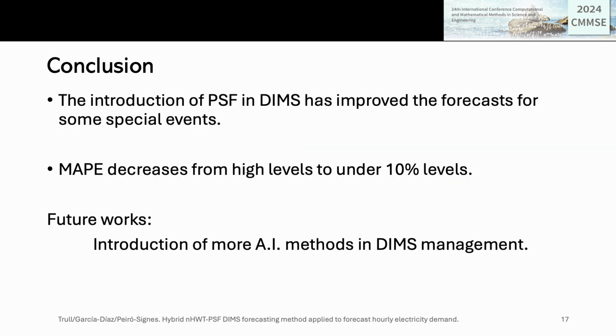So finally, we want to enumerate the conclusions. The introduction of the pattern sequence forecasting used in the discrete seasonalities has improved the forecast for some special events. In this case, for December 25th, that was our objective. The mean average percentage error has decreased from high levels that were always over 10% to under 10%. And so in future work, what we are going to do is to introduce more artificial intelligence methods for this discrete seasonalities management.